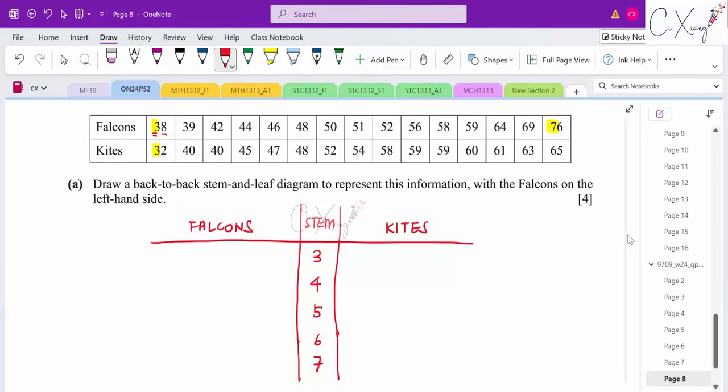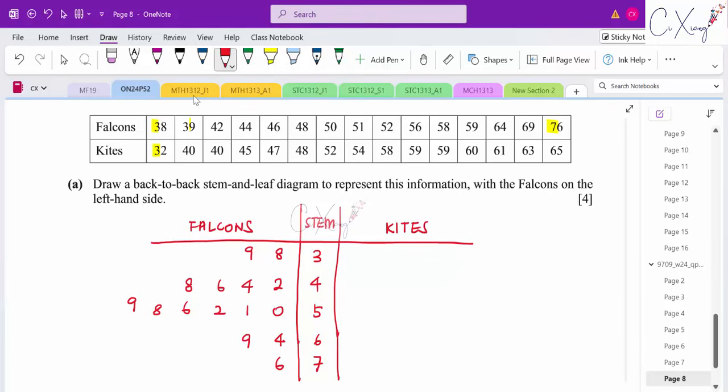For this question, it is very easy because you just need to put in all the values for the time taken provided in the table. The first number is 38, so you put 38 for Falcons, the 8 here. Then 39, you put a 9. 42, put it under the 4. Then 44, 46, 48, then 50, 51, 52, 56, 58, 59. This is longer. After that, 64, 69, and 76.